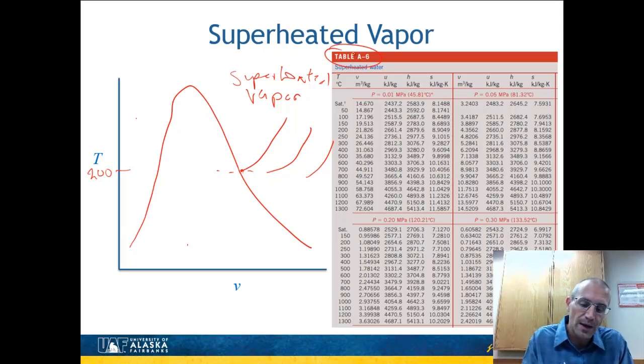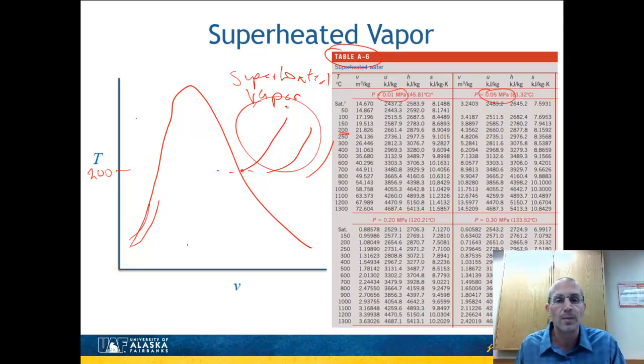So that's the superheated tables. Table A6, superheated vapor. For example, if I look at 200 degrees Celsius, I have a table at 0.01 megapascals, another table of values at 0.05 megapascals, and they all correspond to different lines of these isobars. So instead of there being a single table, we have sort of a table of tables. And it's not surprising, because the saturated vapor line and the saturated liquid line are one-dimensional lines, whereas the superheated vapor region is a two-dimensional region and therefore requires a two-dimensional table.